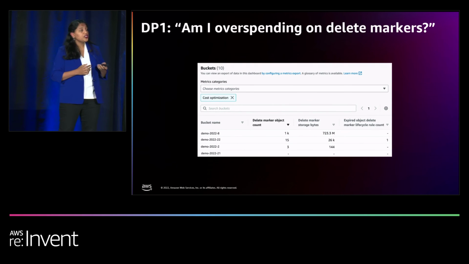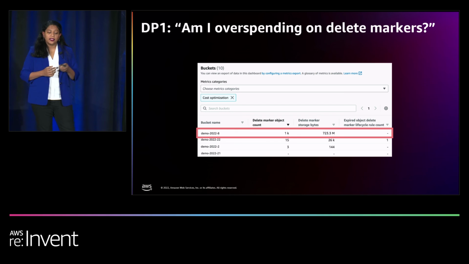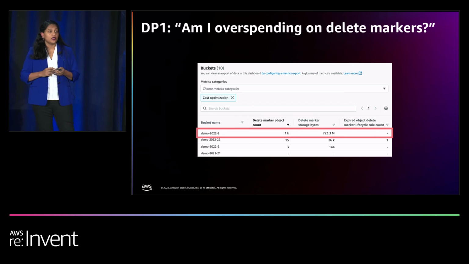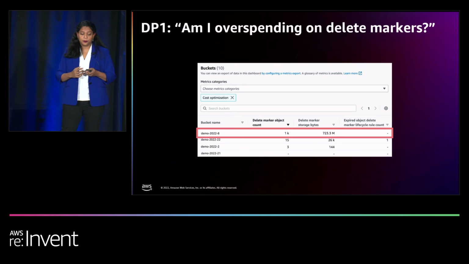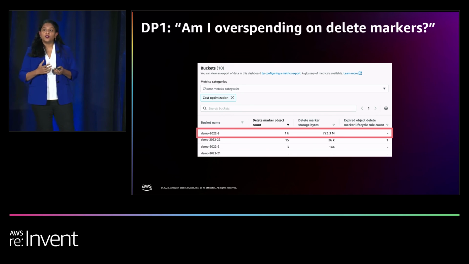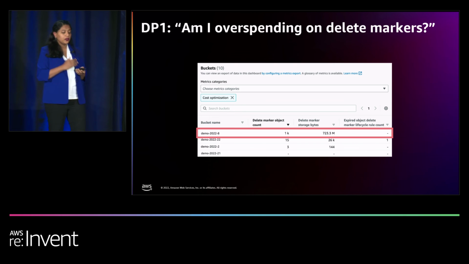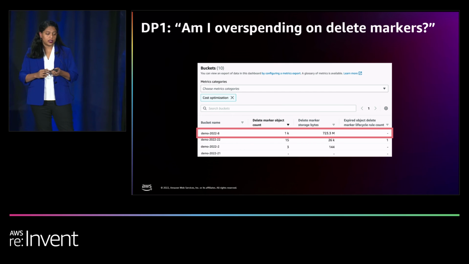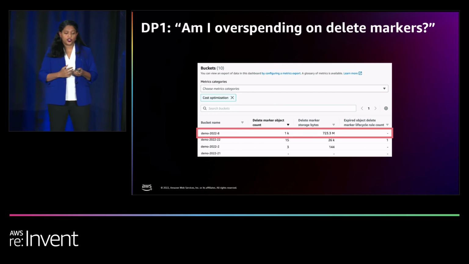Similarly, you can also view the bytes that are occupied by the delete markers and tally it with the expired object delete marker lifecycle rule count to ensure that your delete markers are also being cleaned up. An expired object delete marker is one where all the versions were deleted and only the delete marker remains. Lifecycle will help you remove such delete markers and save on cost.